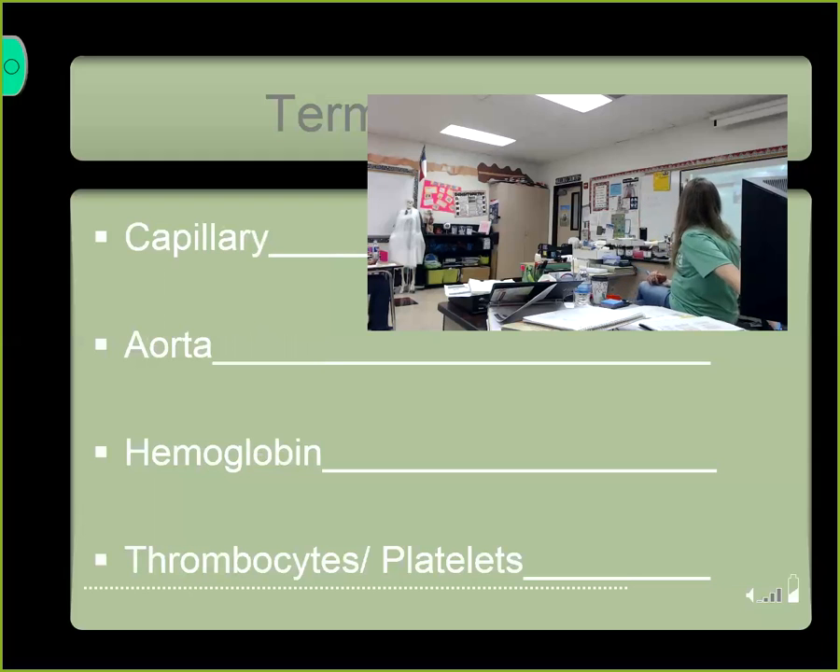All right, capillary. You might know what a capillary is. Tiny blood vessels, yes. So capillaries are the tiniest blood vessels where gas exchange occurs.